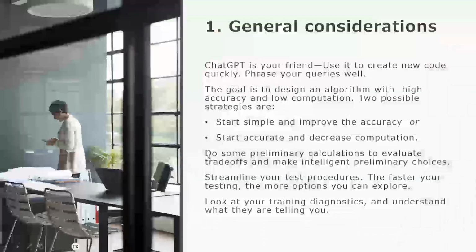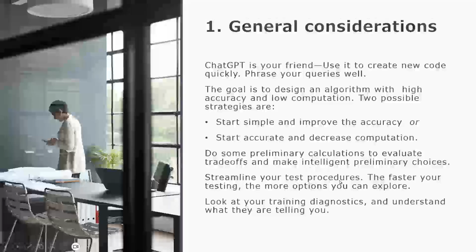So now when you make choices in your model, do some preliminary calculations to evaluate trade-offs and make intelligent preliminary choices. You can calculate how complex or how processing intensive a model is going to be. So do those calculations, and then you can make intelligent choices about how to configure your model. Machine learning, deep learning, it's all about making choices. And you don't just want to make them randomly because you have limited time. You want to make choices that are based on sound intuition and sound reasoning.